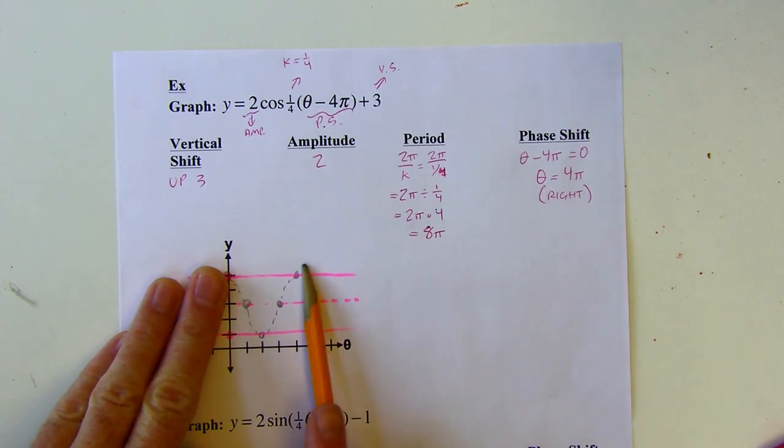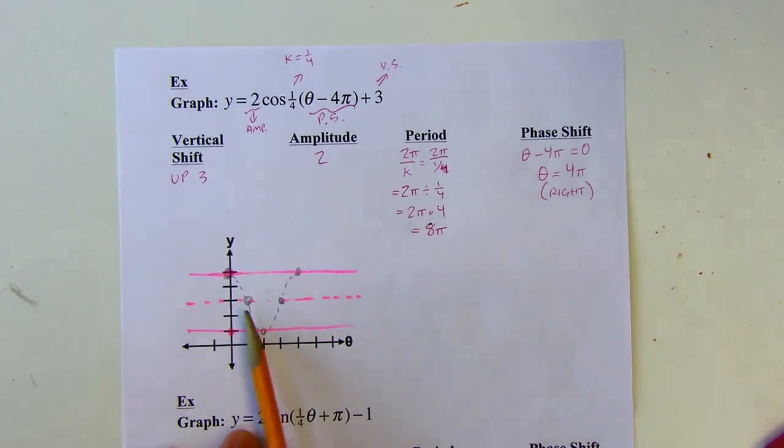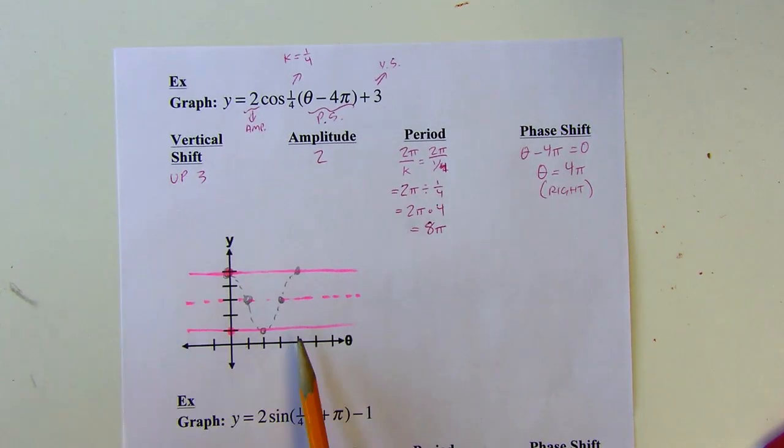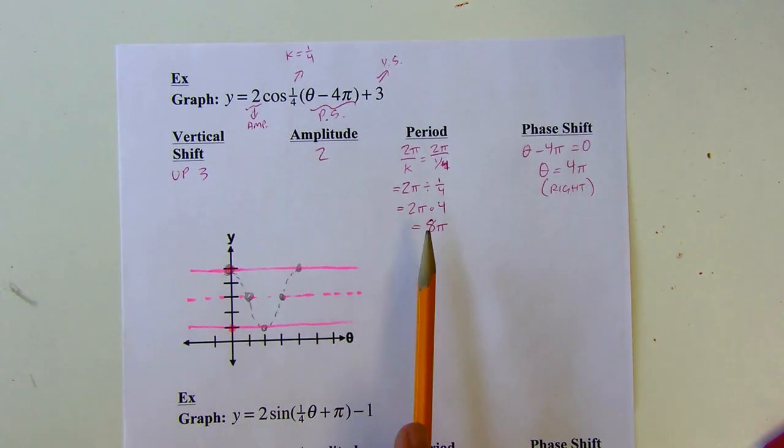And also, we want to scale the theta axis. I know I'm going 4 pi to the right, but that doesn't necessarily mean 4 ticks. I've got to figure out what each tick means on this graph. That's where the period is going to come in.